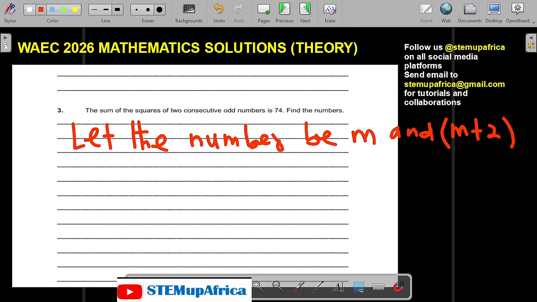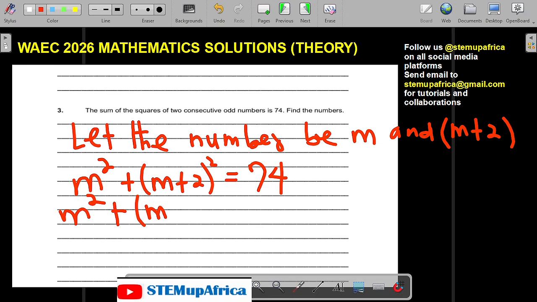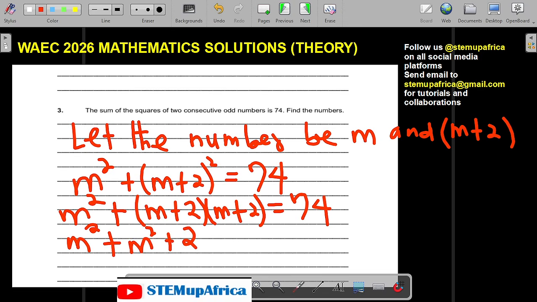So the sum of the squares, that means we are squaring them. I'm going to have m squared plus m plus 2 squared is equals to 74. I will expand this, which is m plus 2 into m plus 2. So I will open the bracket for m plus 2, m plus 2. So I will have m squared plus m times m, m squared, m times 2, 2m, 2 times m, 2m, 2 times 2 is 4, equals to 74.